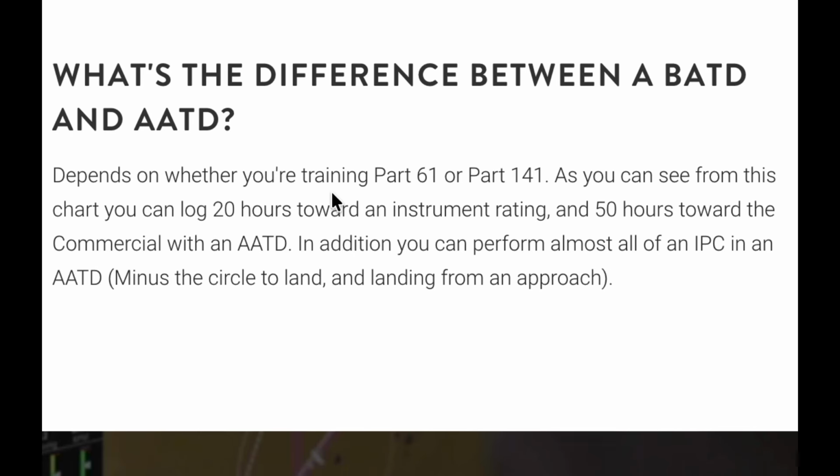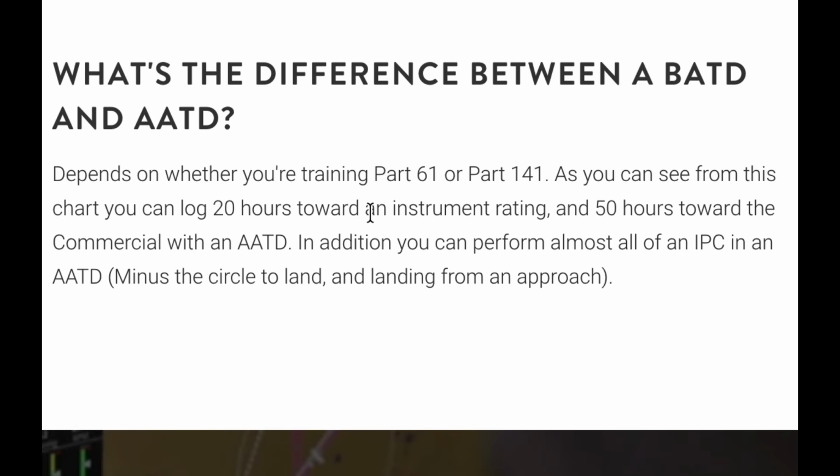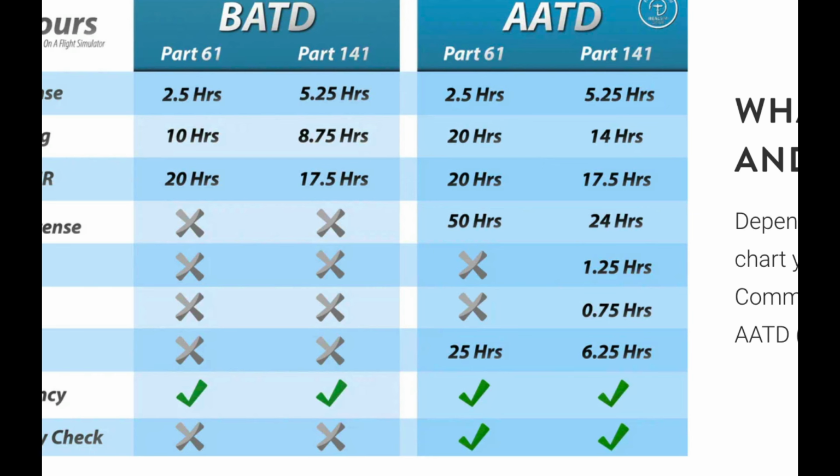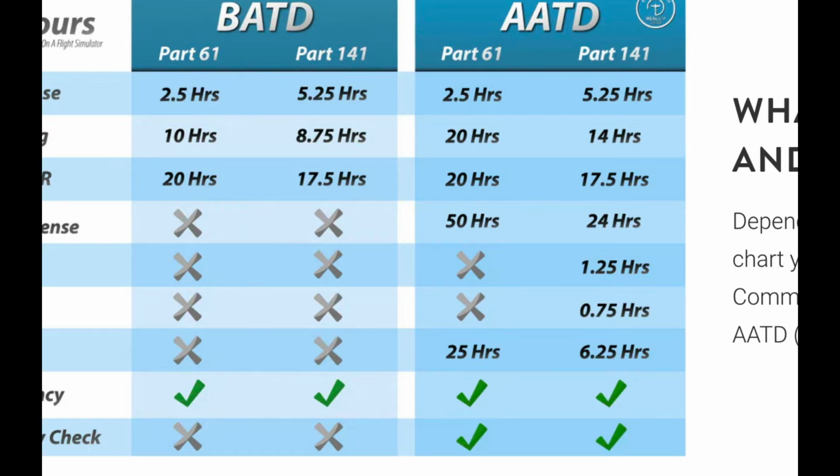It really depends on whether you're training Part 61 or Part 141. As you can see from this chart, you can log 20 hours towards an instrument rating and 50 hours towards the commercial with an AATD, which I'm going to double check those numbers because that sounds like a lot. In addition, you can perform almost all of an IPC in an AATD, minus the circle to land and landing from an approach.